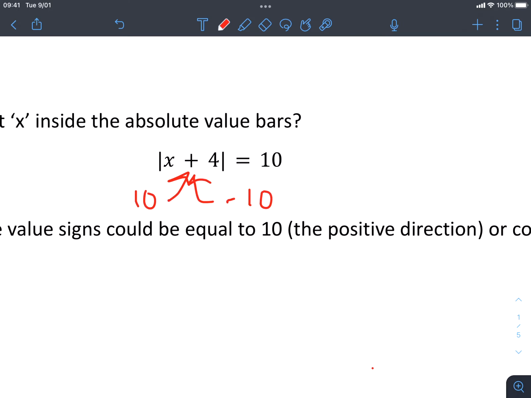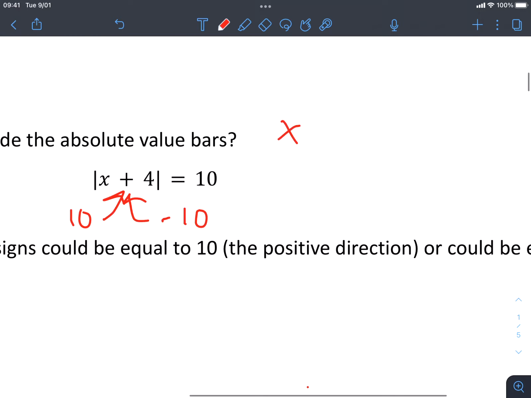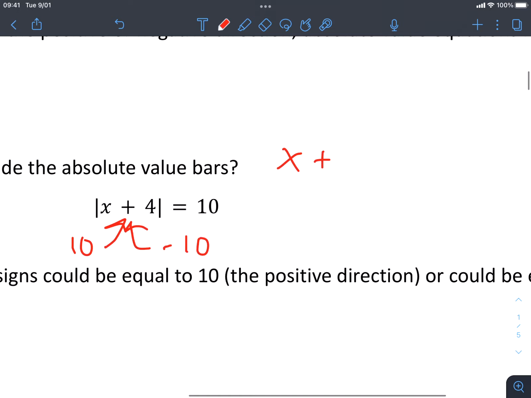Well, we can write two separate equations. We would say x plus 4 is equal to 10. And we would also say x plus 4 is equal to negative 10. So we have two equations that we can solve to get two different values for x. So that's a big difference between regular equations and absolute value equations. Absolute value equations give you two values for x, whereas most equations only give you one value for x.